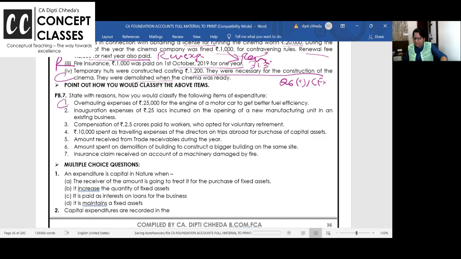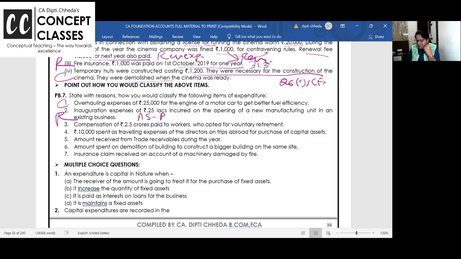Inaugural expense of 25,000 incurred on opening a new manufacturing unit in an existing business. In the same business, you have done some branch-related expenditure. Frankly, in inaugural events, they keep offers and promotions. The benefit may go long term. You may get good customers, but inaugural expenses are always charged off to revenue.